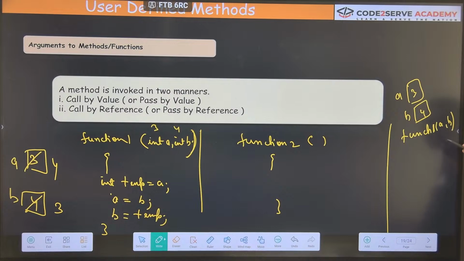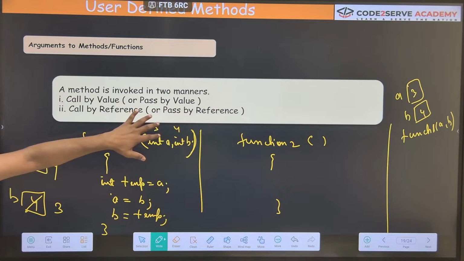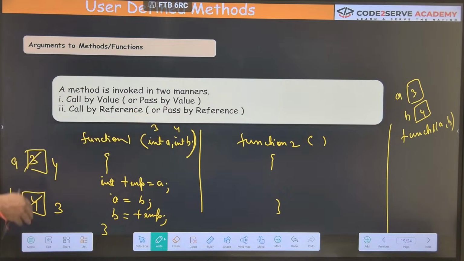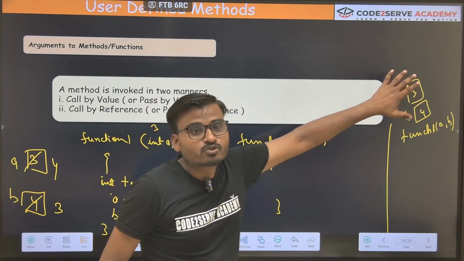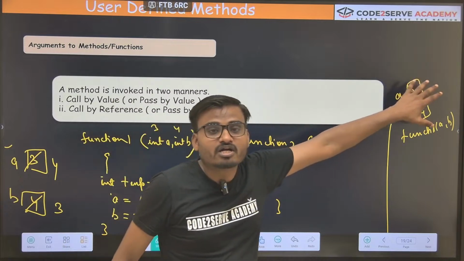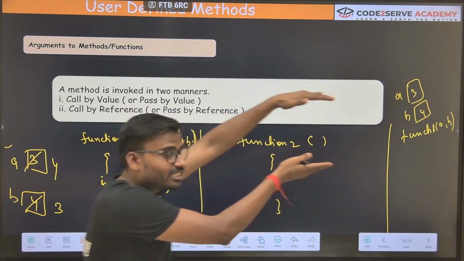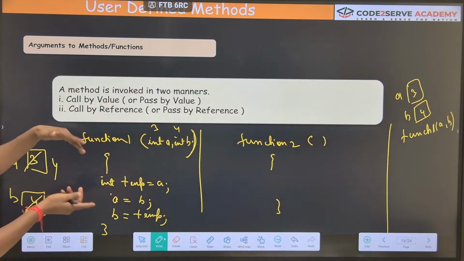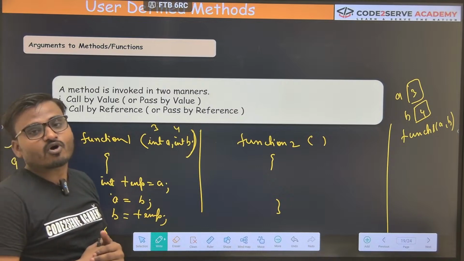That means we are passing 3 and 4 to this function, and whatever change is done, it is not affecting this A and B. So this is the change in the local copy, but this local change is not impacting the original. That means this 3 and 4 is getting a separate new copy, the Xerox copy, and it is making the changes in that. Got my point? So this is the example of call by value.